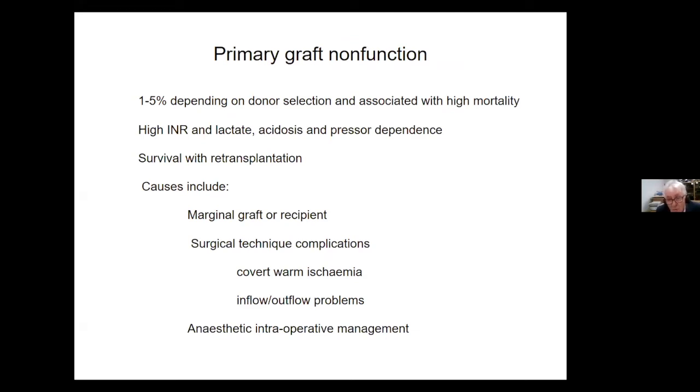Surgeons will not recognize technical shortcomings. Covert warm ischemia, if it takes a long time to put the liver in and it warms up, may cause problems. Even with cadaveric transplantation, where you're replacing the whole liver, you can have covert inflow and outflow problems that may influence graft survival in the short or long term. And then the final aspect is anesthetic intraoperative management. Relatively little, I think, has been written about this, but it may contribute to graft early function and survival.